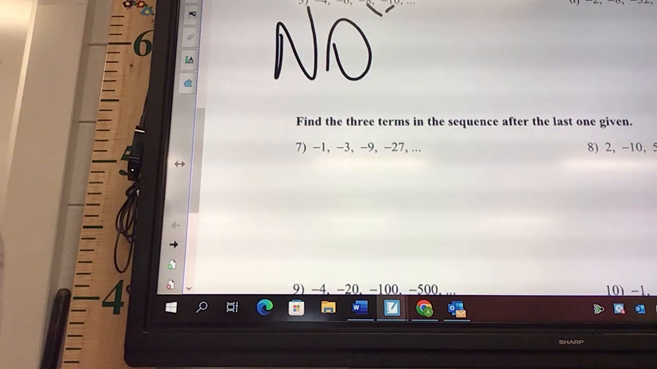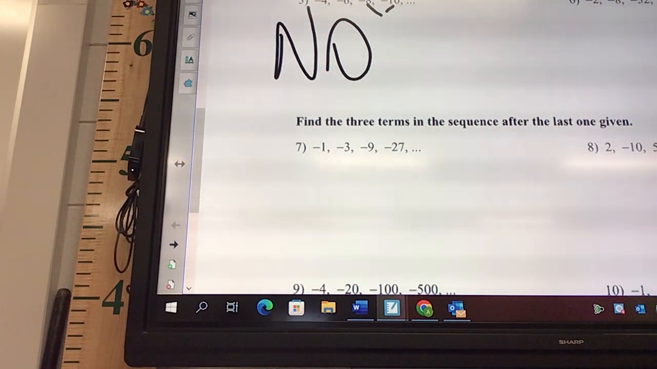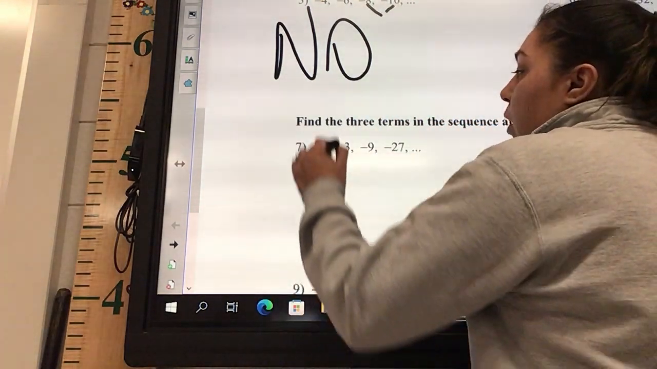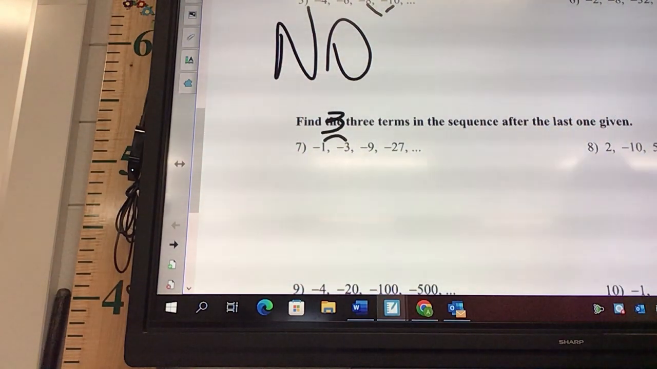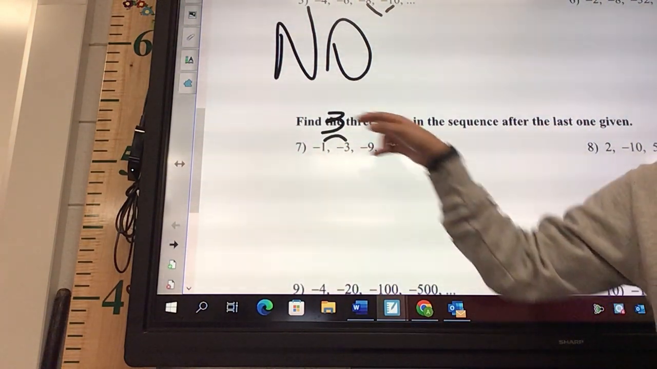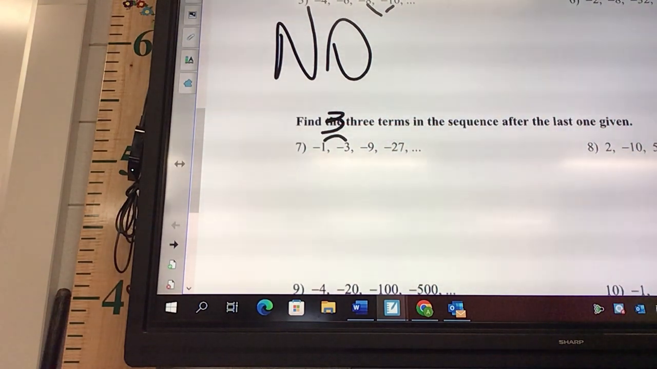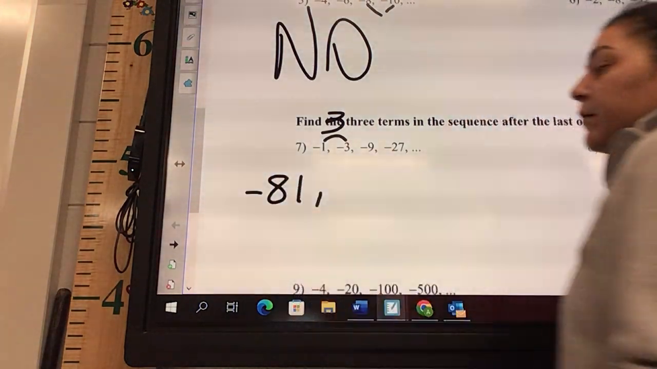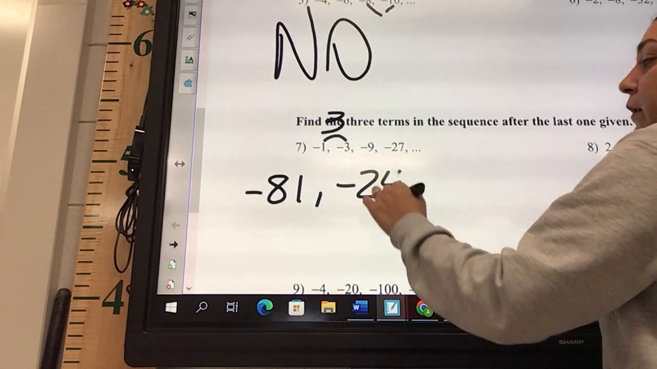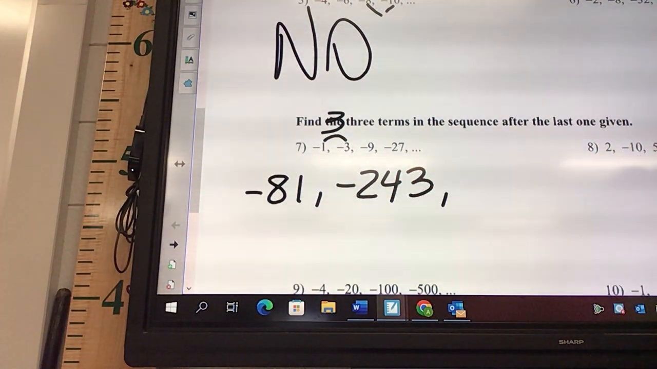Okay, find the next 3 terms in the sequence. So is this geometric? Yeah, it has to be, okay? So all you need to find is the common ratio. So 1 times what is going to give me 3? 3, okay? And we can see here that this is negative, negative, negative, negative, so this should be a positive number. So you're going to say negative 27 times 3. Negative 81 times 3. Negative 243. And times 3. Negative 729.